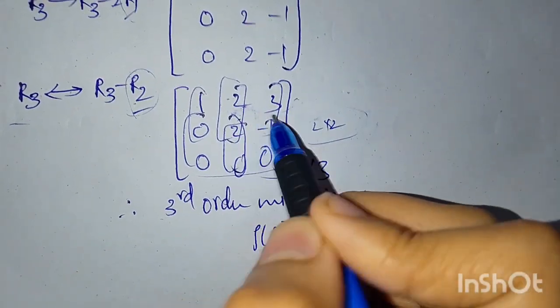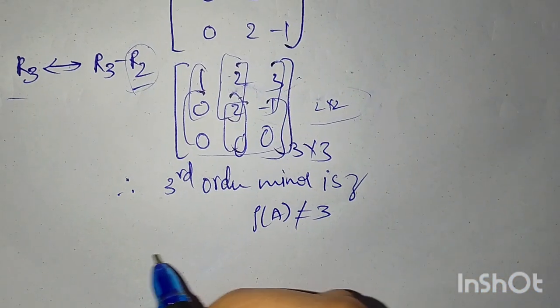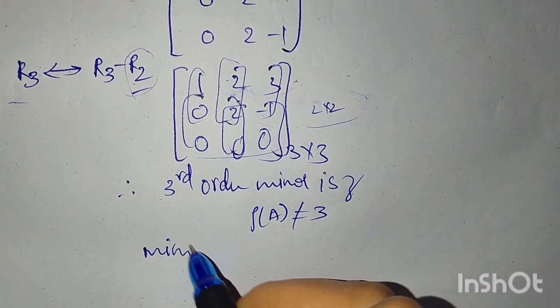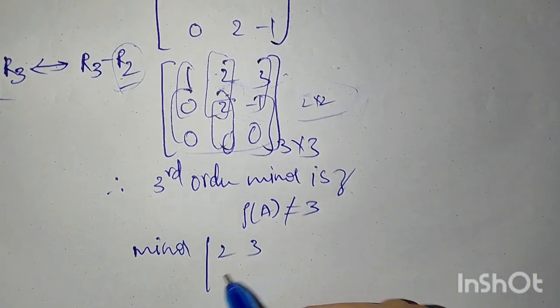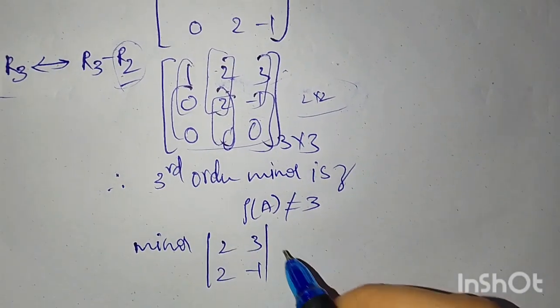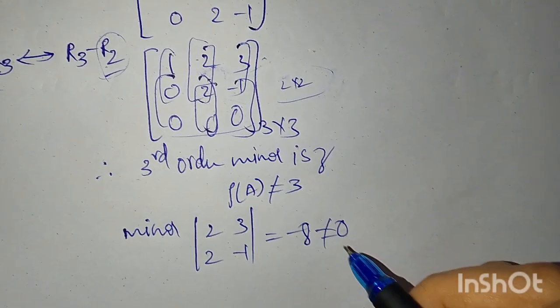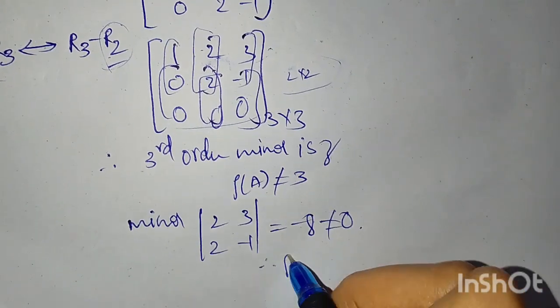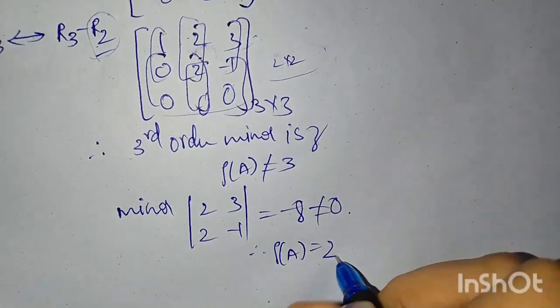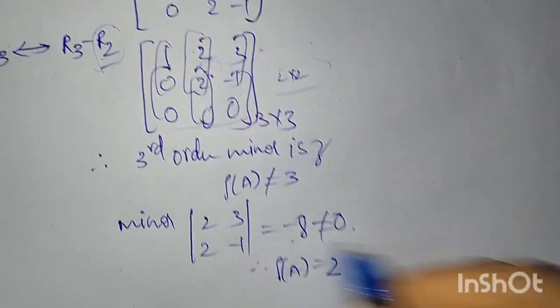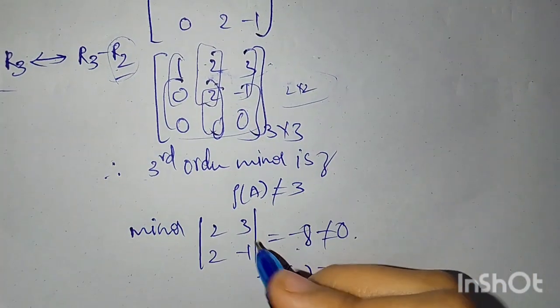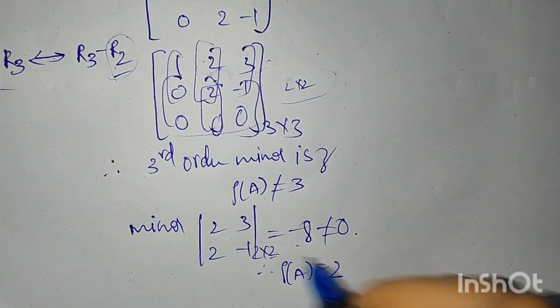If I consider the minor with rows 2, 3 and 2, minus 1, it is minus 8, which is not equal to 0. Therefore, rank of A is 2. So if at least one non-zero minor is there, then that order will be your rank. So this method is using minors.